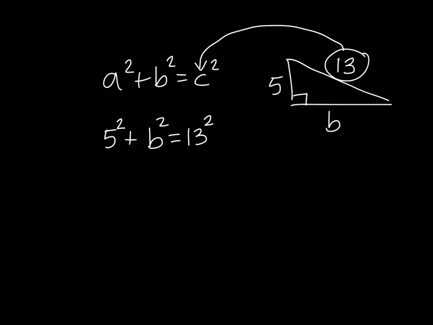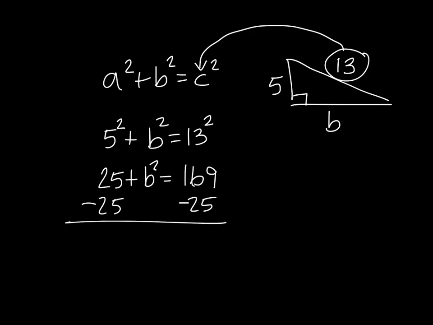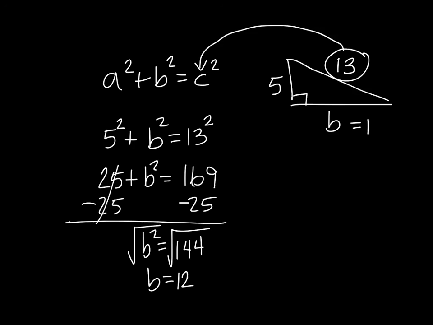And then I just go ahead and use my algebra skills. 5 squared is 25. 13 squared is 169. Then we start solving, so I need to move the 25 over, so I'll subtract 25. Then B squared equals 144. Then we square root, and B equals 12. So that means this is 12.